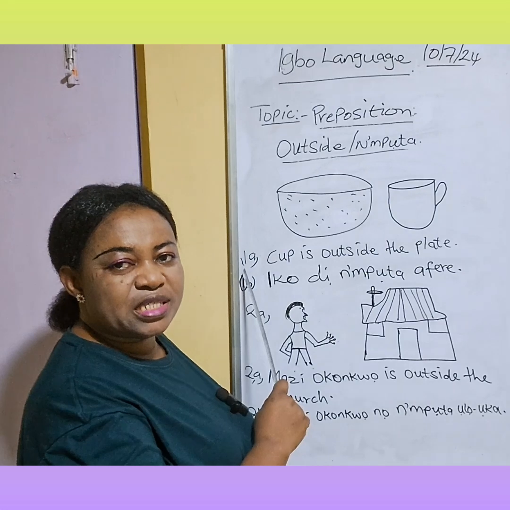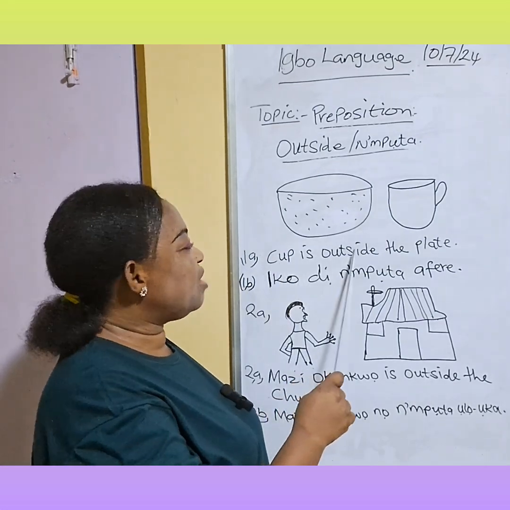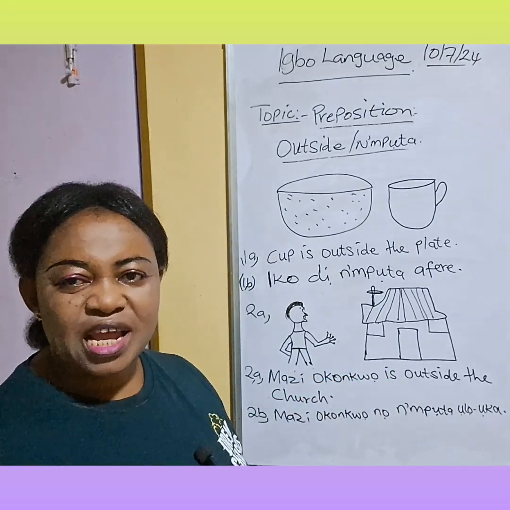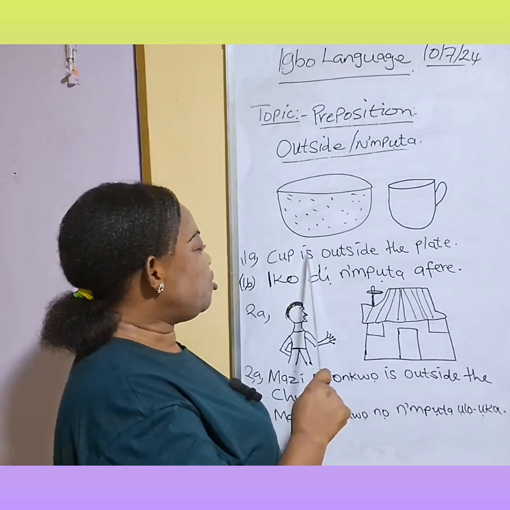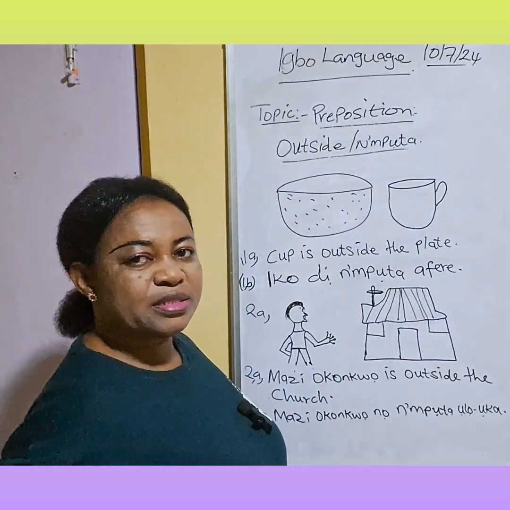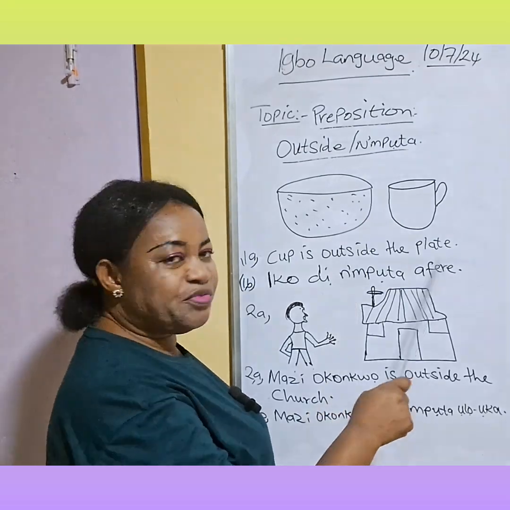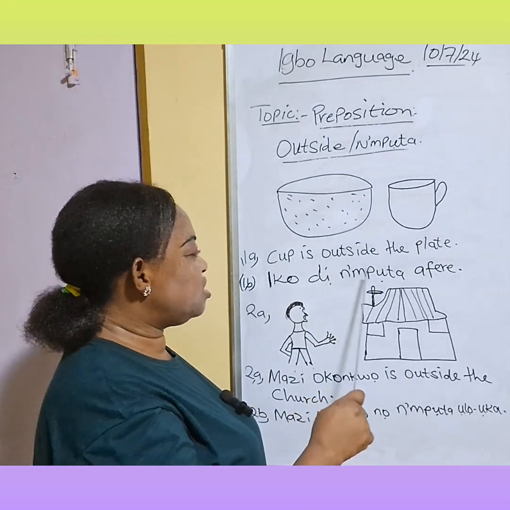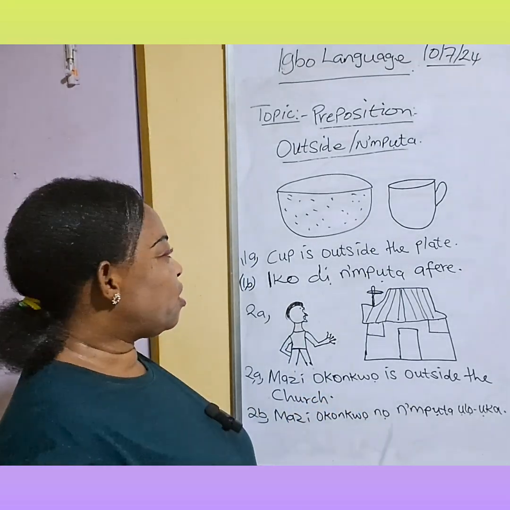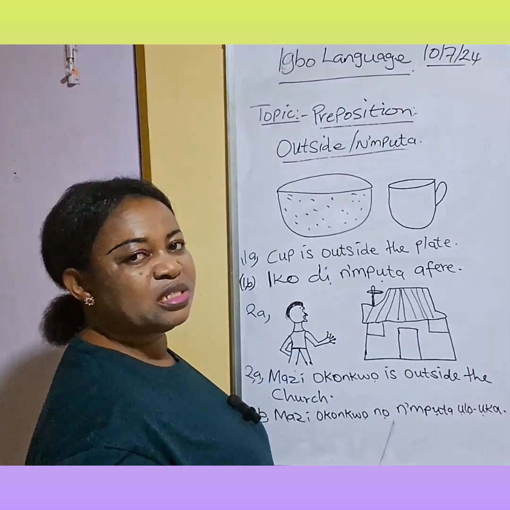Sentence number 1A says, cup is outside the plate. Class, say it. Cup is outside the plate. In Igbo, it means Ikodi nampota afere. Ikodi nampota afere. You can see the cup and the plate.